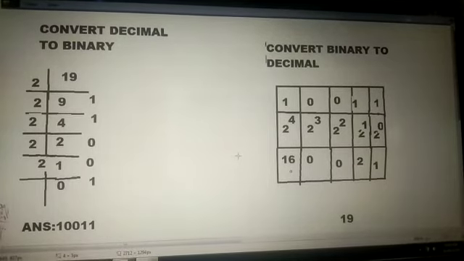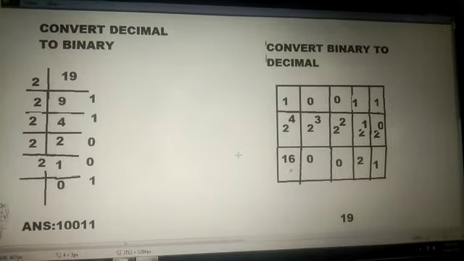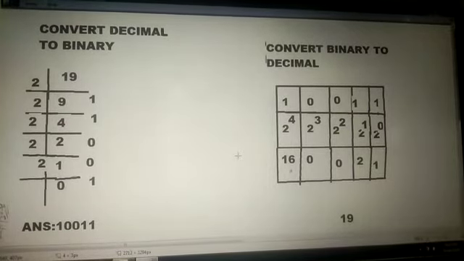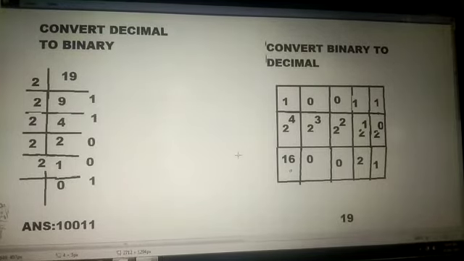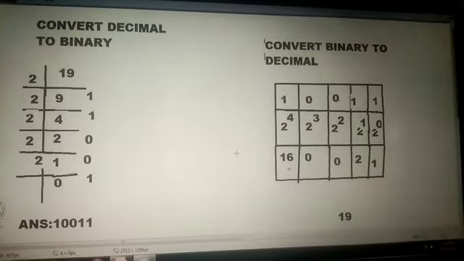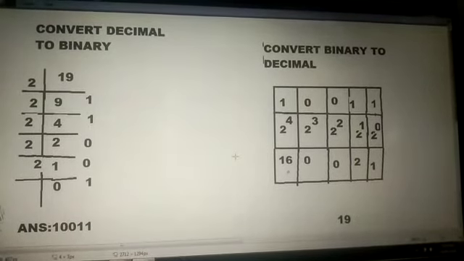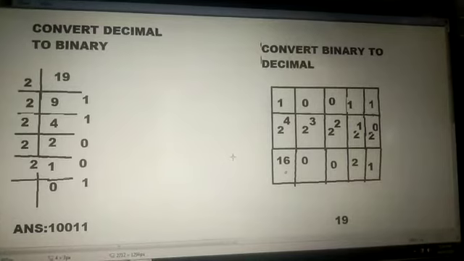We are doing chapter 1, that is number system. In the first session, we talked about what is number system and what are the different types of number system we have. We have seen decimal number system, binary number system, hexadecimal number system and octal number system. We have discussed each and everything.